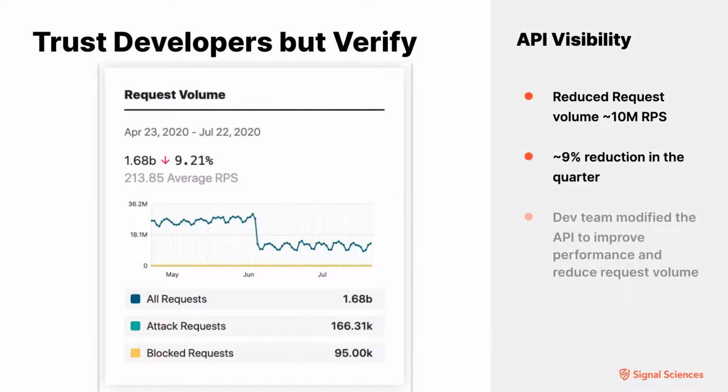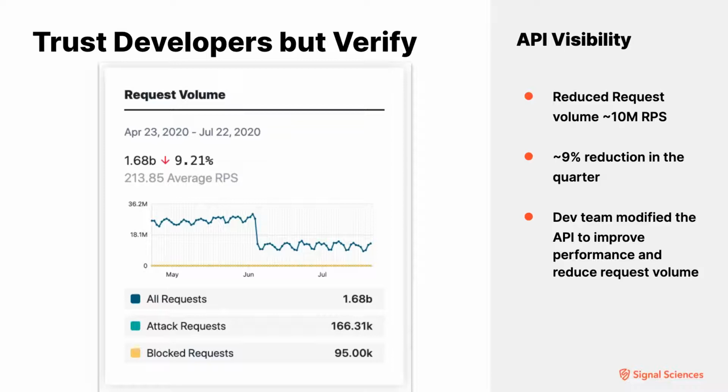The goal is to allow developers to write code without introducing roadblocks from the security team. Signal Sciences provides visibility into the security and the performance of an application. In this screenshot, you can see the drop in request volume of around 10 million requests per second.